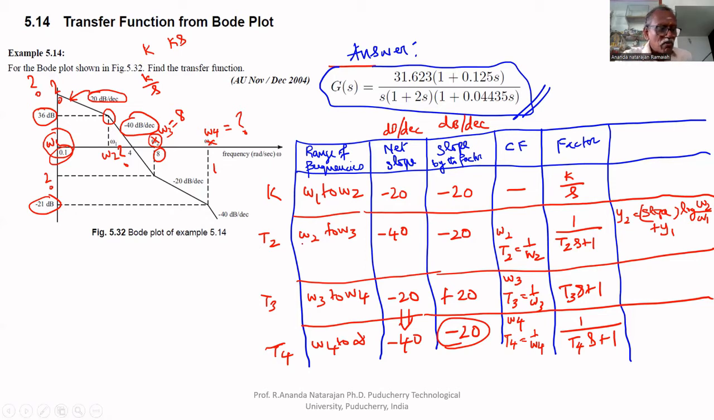But here, one more point is given. The frequency is 0.4. No, see the diagram. The frequency is given as 4.